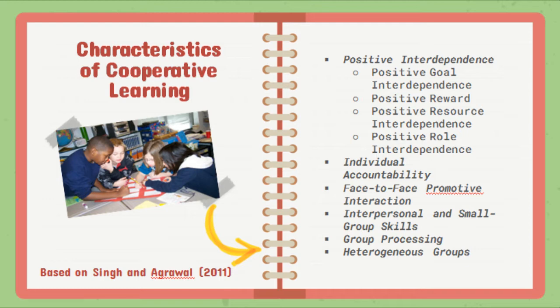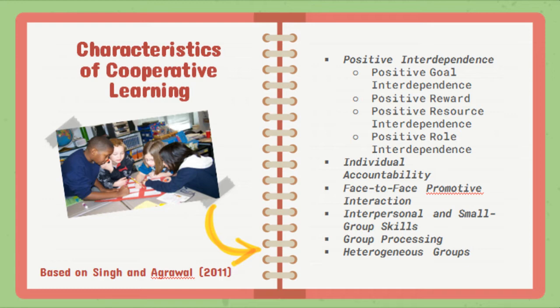The next characteristic is face-to-face promotive interaction. This technique can be defined as individuals who encourage each other and facilitate effort to achieve complete tasks and produce what must be done to achieve their goals or group goals. The next characteristic is interpersonal and small group skills.